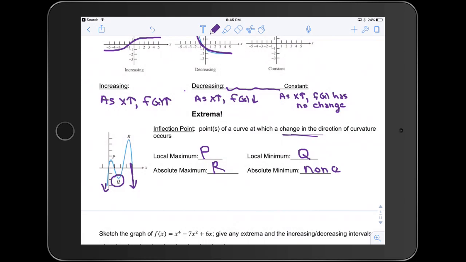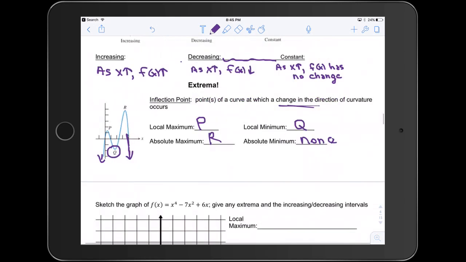Okay, can you have more than one local minimum? Yes, you can. And obviously you see that you can have no absolute minimum or maximum either. So there's a lot of different little scenarios there. So now we get into kind of this graphing problem.